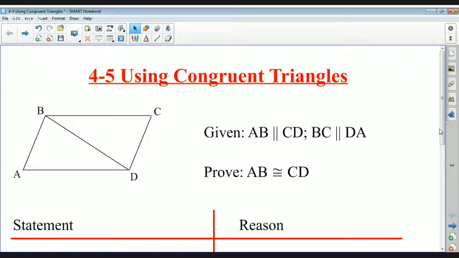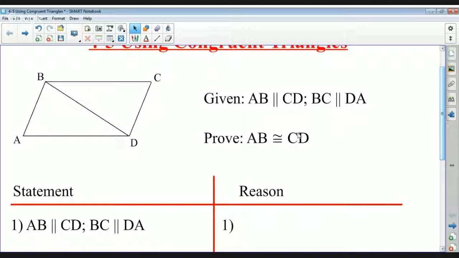So here's our picture. We are not told anything is congruent. Instead, we're just told that this is a parallelogram. The left side AB and the right side CD are parallel. And then we're also told that the top and the bottom, BC and AD, are also, excuse me, not the same, they are parallel. So let's get into our proof here.